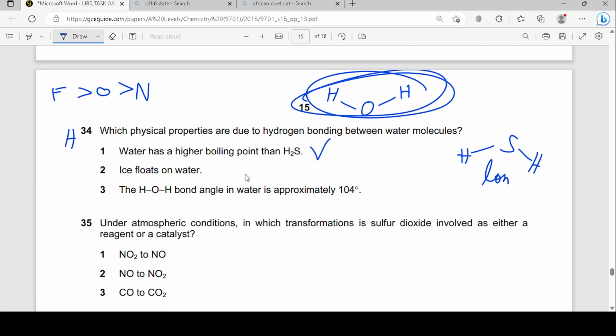And then, ice floats on water. Yes, that's true. Ice does float on water. And why is that? Rho equals m by v, right? So the mass of water and ice is the same, but the density of ice is less than water. And since the density of ice is less than water, that means the volume of ice is more than water. And why is the volume of ice more than water?